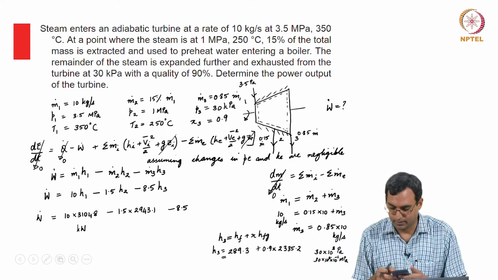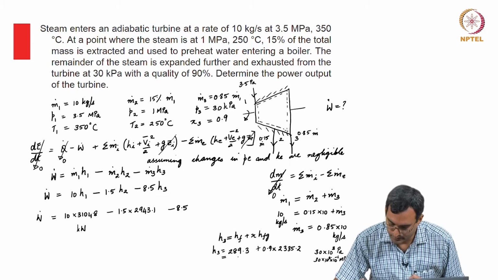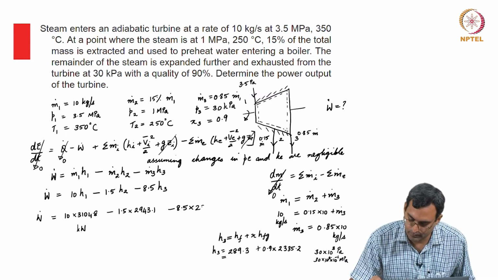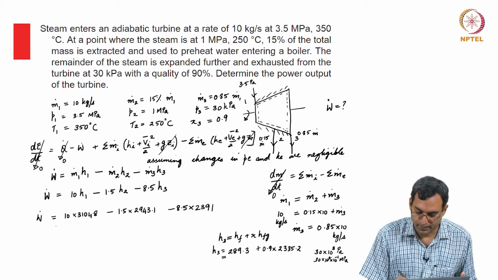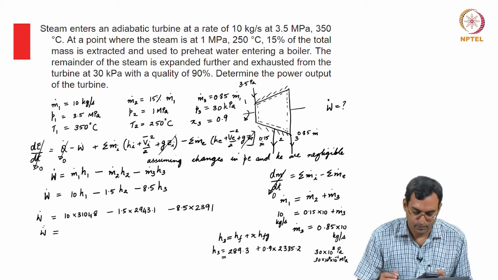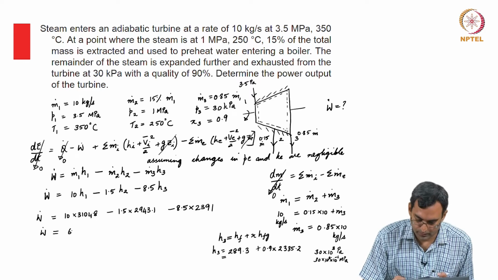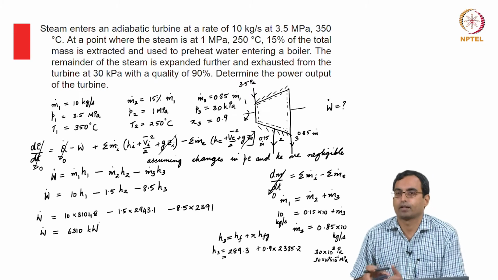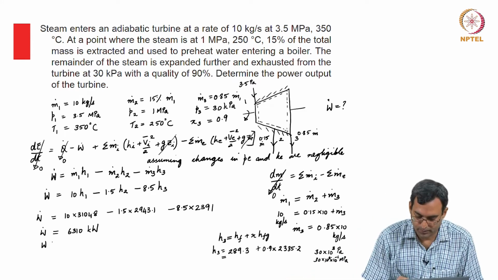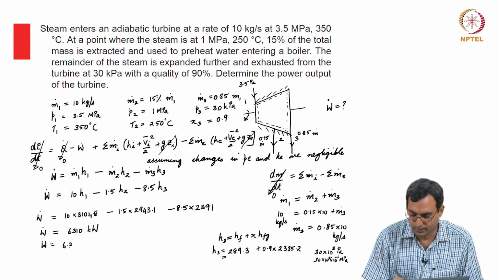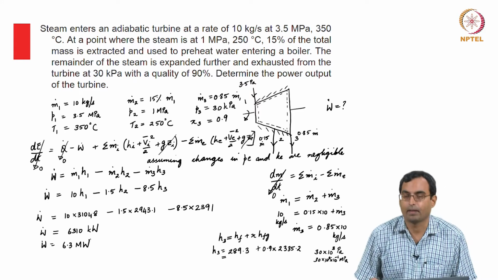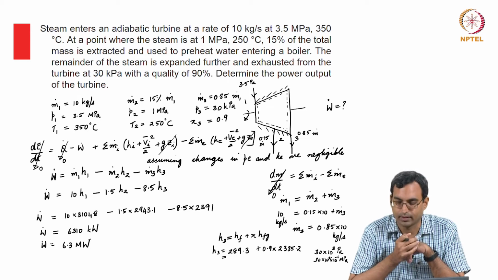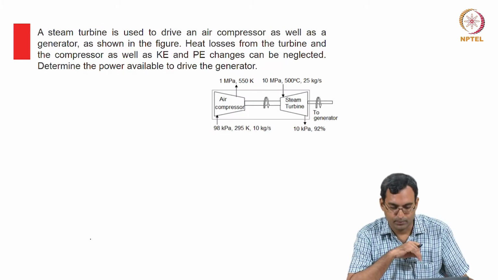Let me calculate this. This term comes out to be 2391, which I put over here. So now I can calculate out W naught. This comes out to be 6310 kilowatt. So I see W dot is essentially 6.3 megawatt of power, which is being generated by this turbine under these conditions. So, let us go on to a different problem.